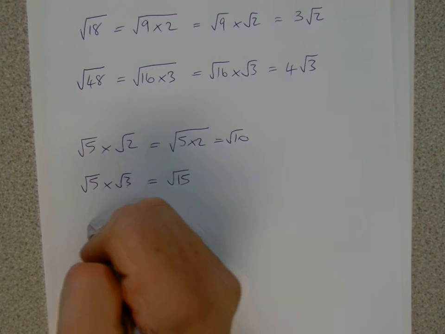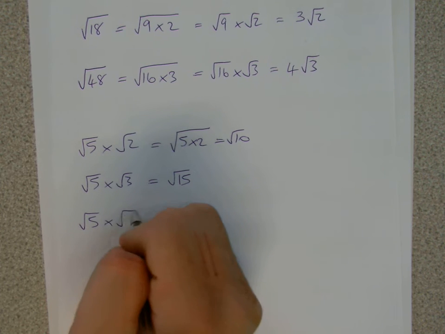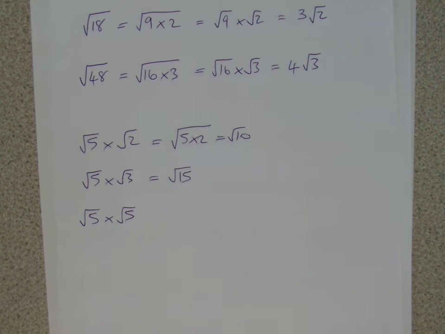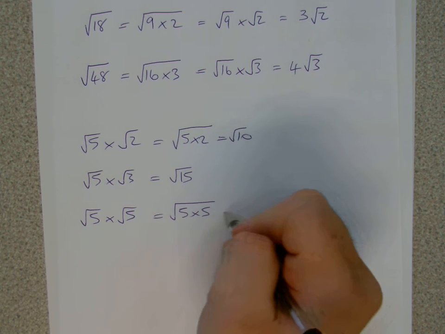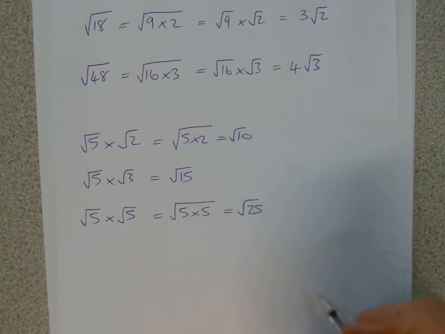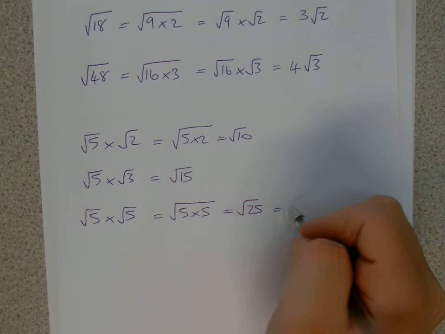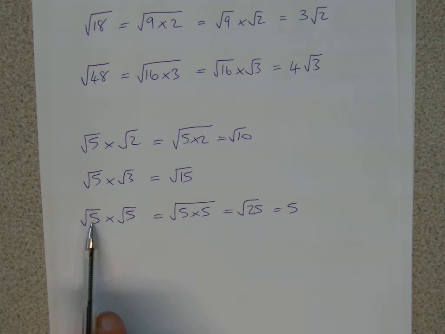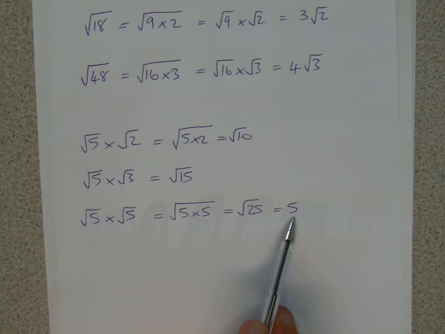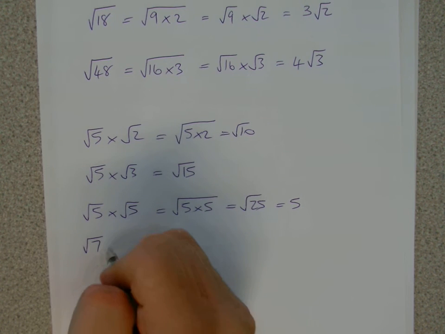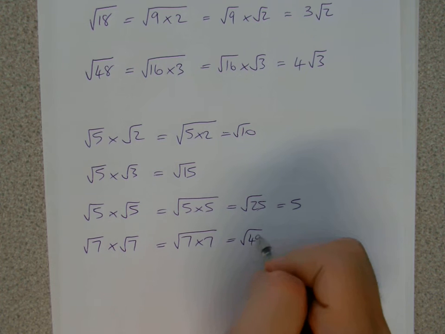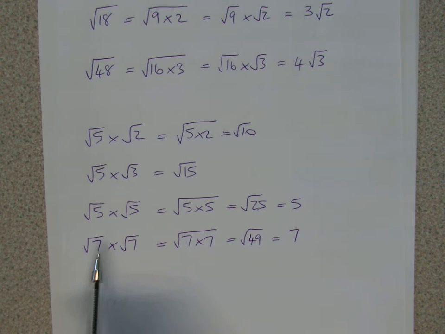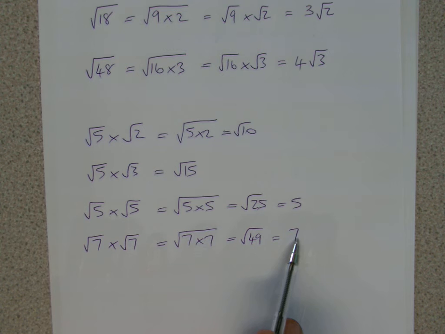Now, what's interesting is when we get a root times itself. Because suppose I've got root 5 times root 5. Well, if I put that under one root, of course, we know 5 times 5 is 25. And when I square root 25, of course, I get 5, don't I? So root 5 times root 5 ends up as being 5. And I could do the same with root 7, for instance. Root 7 times root 7 is the same as root 7 times 7. That's the same as root 49. And root 49 is 7. So what happens is when you times a root by itself, you get the number that's in there.